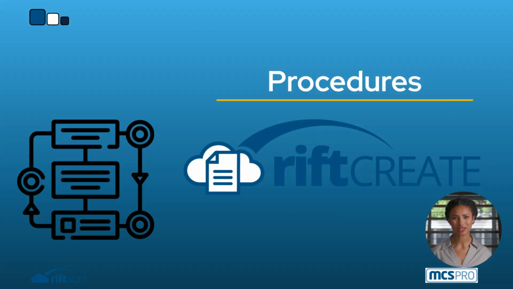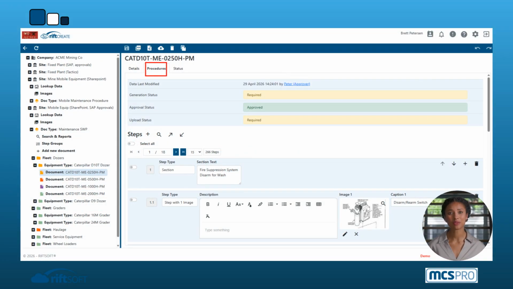Next is the Procedures tab. This is where you build out the workflow of the job, laying out each step along with any supporting details. You're now in the Procedures tab, located at the top center of the screen. From here, you can build out as many steps as needed for the job. RiftCreate also allows you to add images to each step, along with captions, making the instructions clearer and easier to follow in the field. It's designed to keep everything clear, structured, and easy to follow during execution.